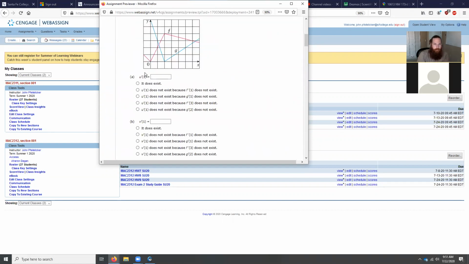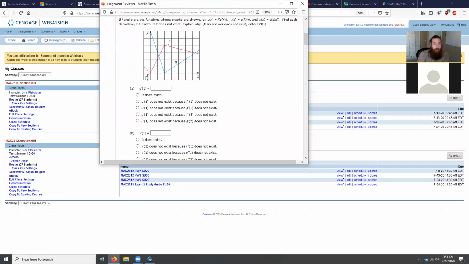Okay, so let me address some of these study guide problems. Number 2 is actually an old homework problem, right? So this very problem was in the homework, and we've got 3 parts here. So I'll do one of them. U is f of g, v is g of f, w is g of g. I'll do part A.